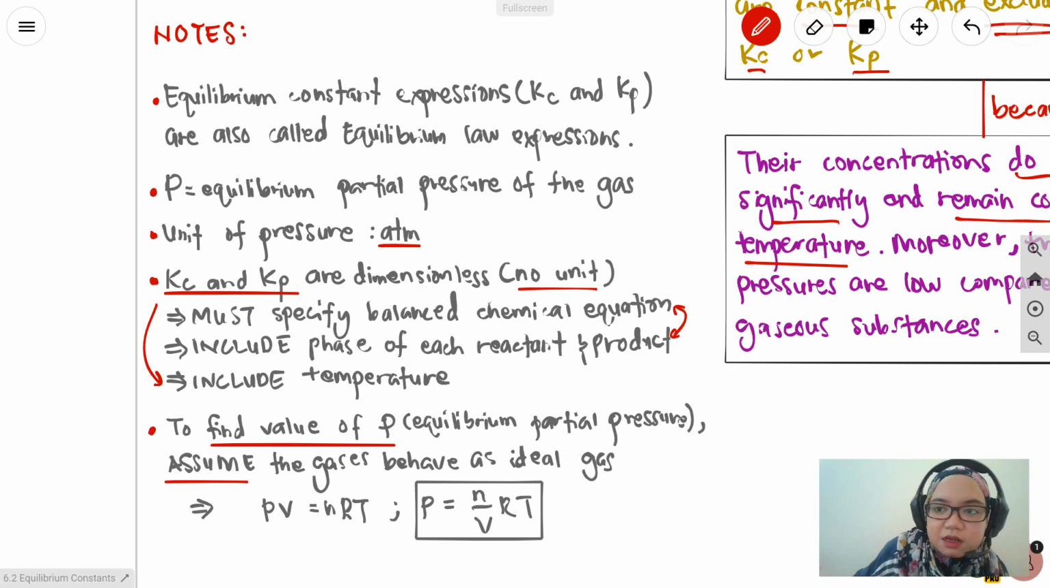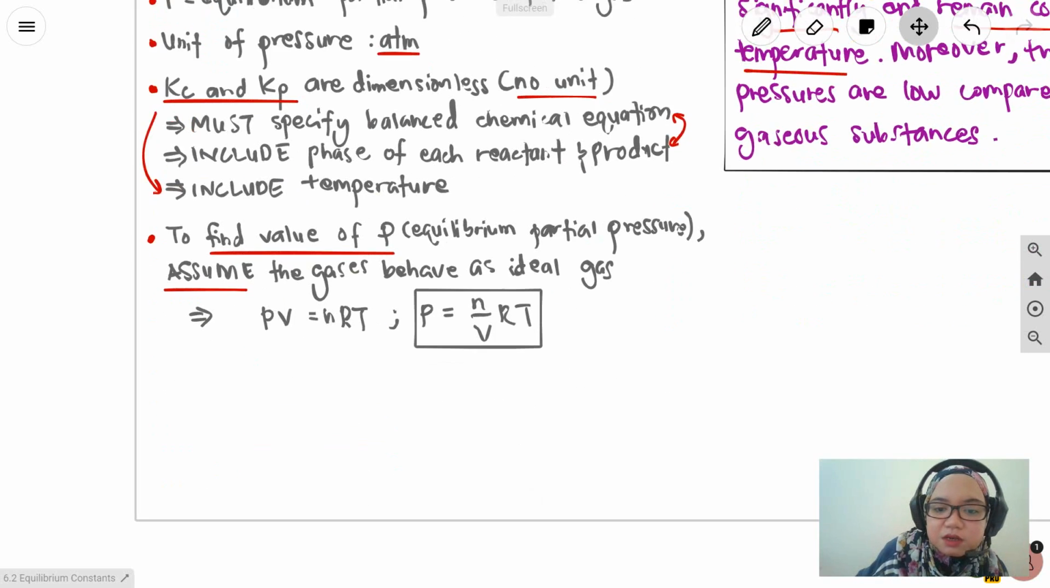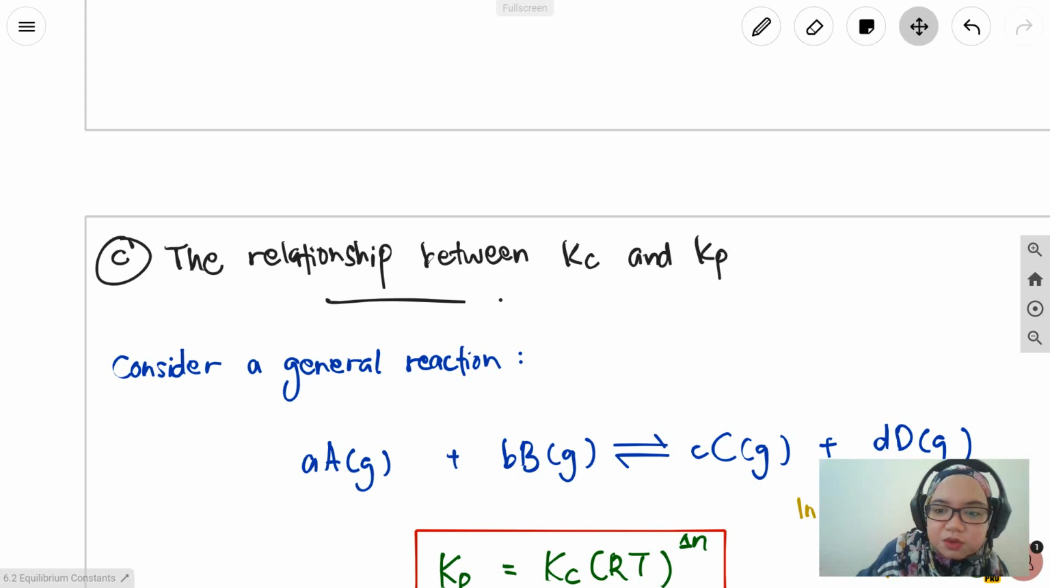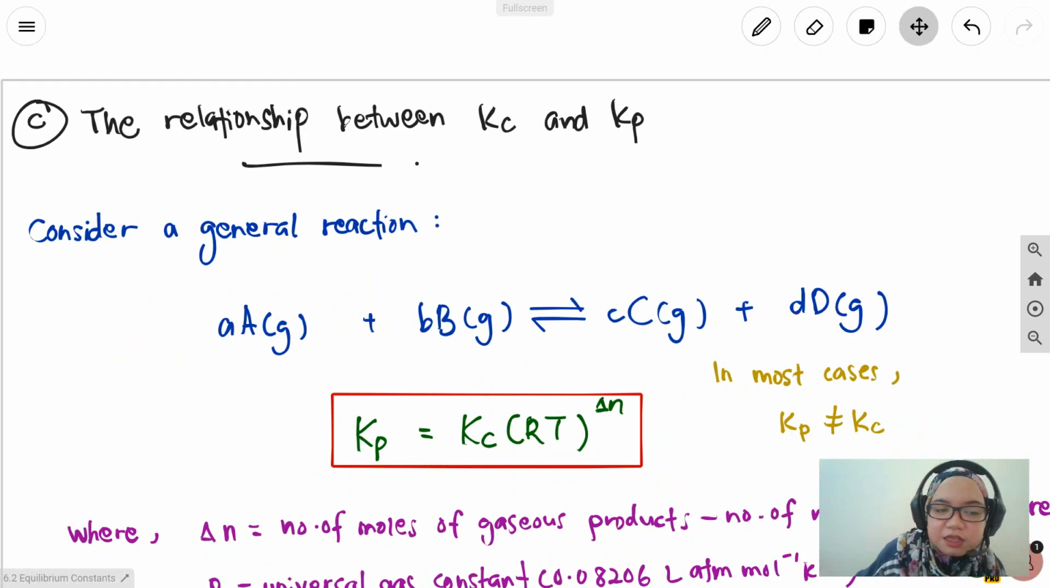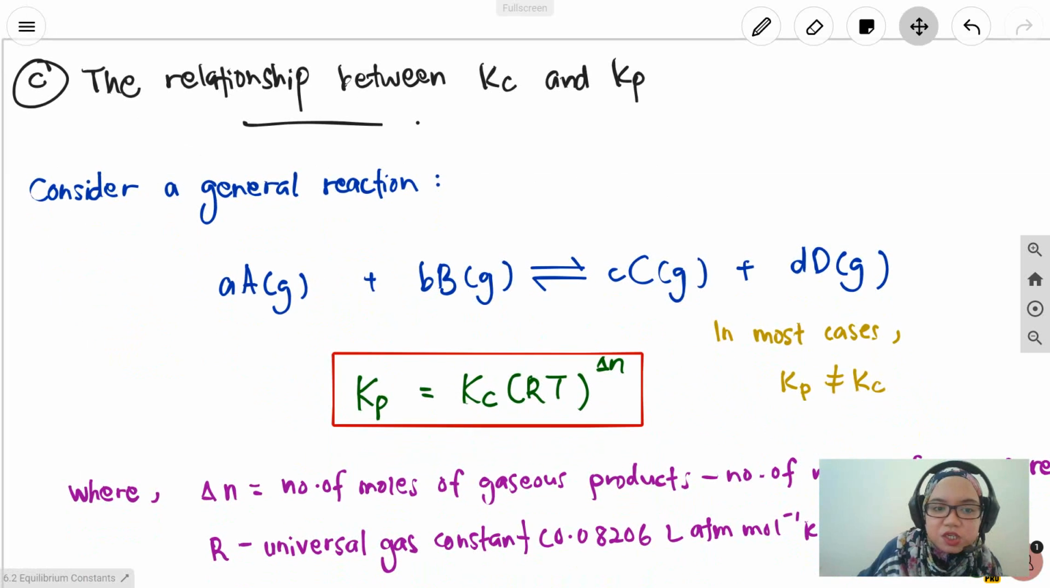So now, let's look at the relationship between the Kc and Kp. First, we are going to consider a general expression: aA in gas phase plus bB in gas phase react to form cC in gas phase plus dD in gas phase. So remember, the requirement for Kc and Kp is that we must have a balanced chemical equation, including the phase of every product and reactant.